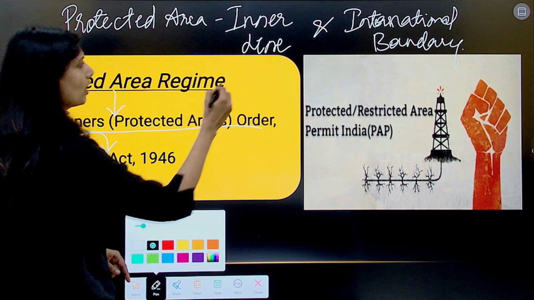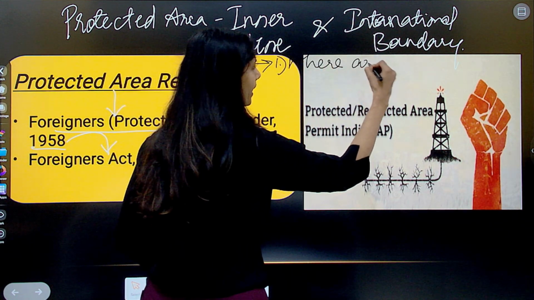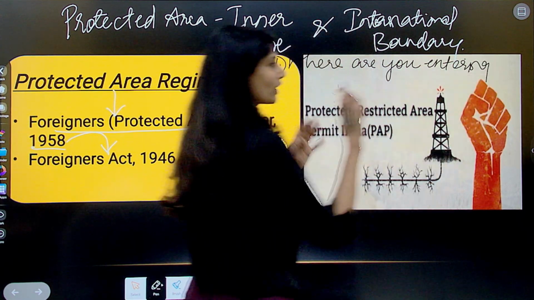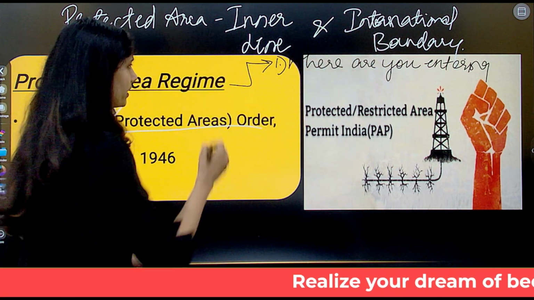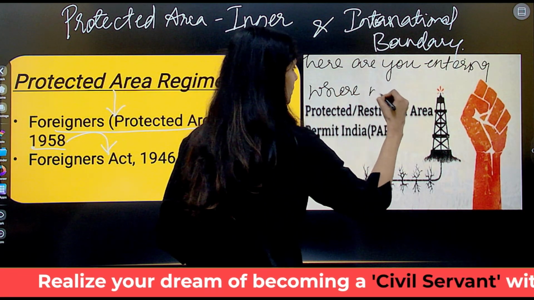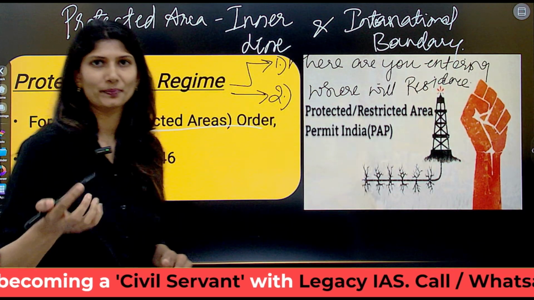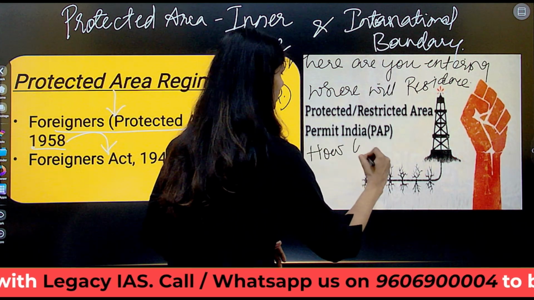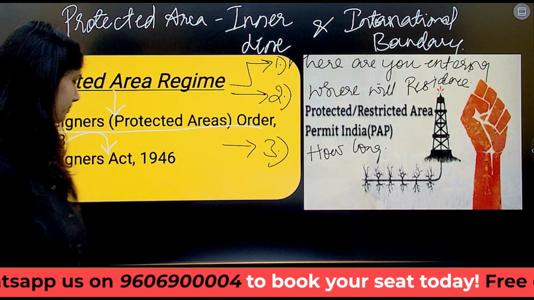First, where are you entering from? That is, in which part are you entering into this protected area? Second, where will be your residence? That is, where will you be staying? Third thing is, how long will you stay here? These 3 details have to be given.